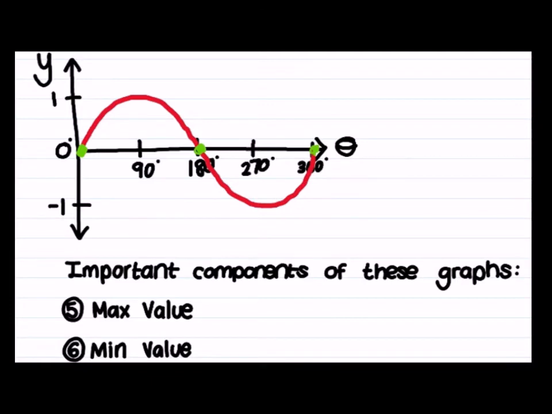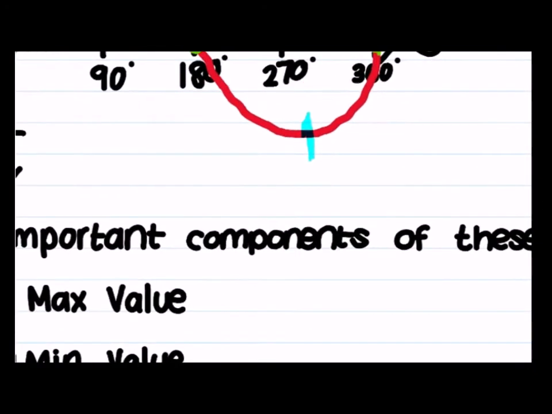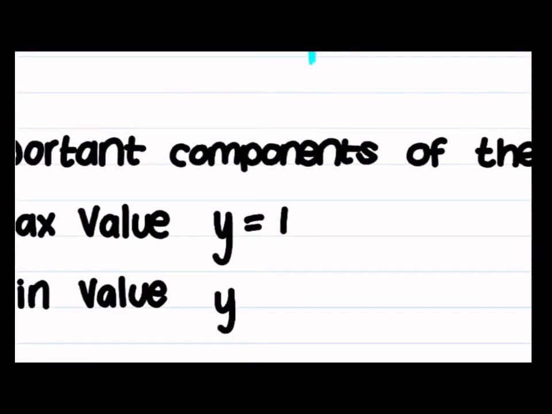The next two components that we can read from these graphs are the max value and the min value. Of course, this is pretty self-explanatory. In some cases, the textbooks also call it the maximum turning points or the minimum turning points. Basically, the maximum value is the highest point on the graph, which in this case we see is up here, which is 1. The minimum value is the lowest point on the graph, so that's here, that's at -1. And so we simply write our max value as y = 1, and our minimum value as y = -1.